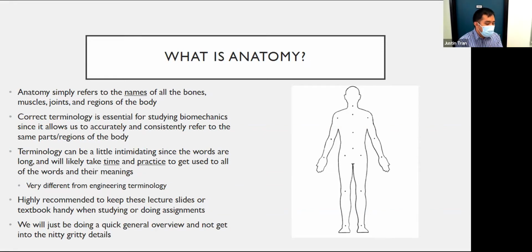Unfortunately, a lot of these names take a lot of time and a lot of practice to get used to. So don't think of today's lecture as something that you have to know everything right away, because I'm going to throw a lot of terms and diagrams at you, and it's going to be a lot to absorb in a short amount of time.